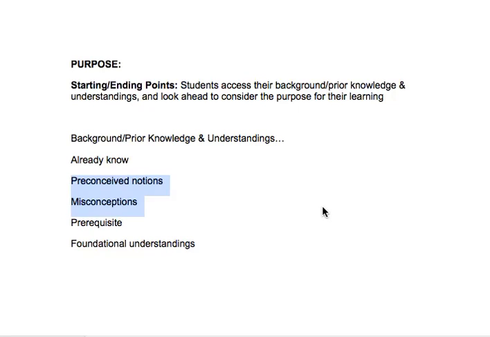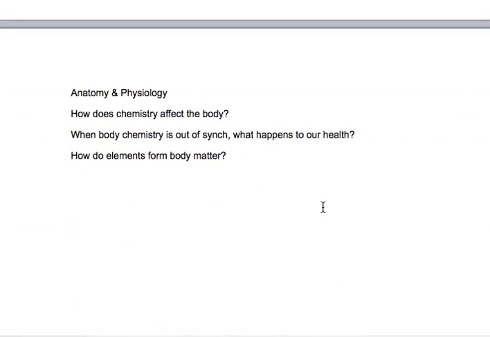When we're providing information in a whole group setting, it's difficult to hear every single student's prior understandings and correct those things. And so this is a great opportunity to uncover those skeletons in the closet. So let's think about how to uncover some skeletons with certain starting point examples. So here's a starting point that I saw in an anatomy and physiology unit of study in the matrix. Here's one of the first questions. How does chemistry affect the body? This is a great start to a starting point.